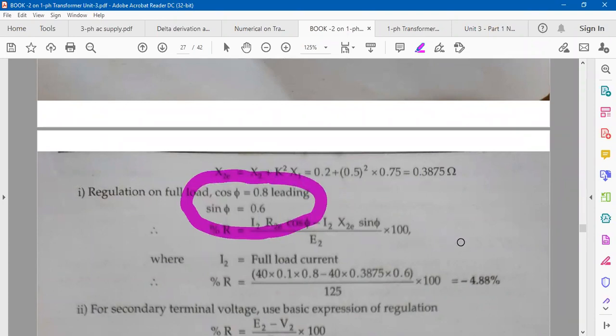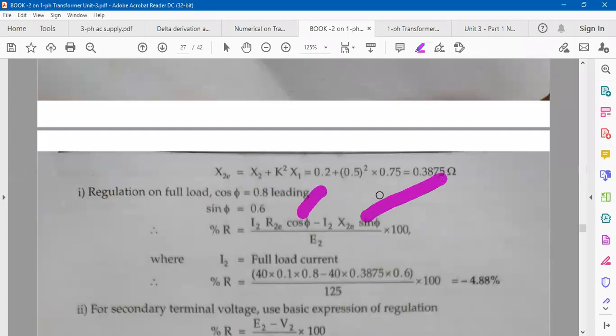Yes, ma'am. Cos phi is 0.8, so phi is cos inverse of 0.8. Some angle you will get, and the sine of that angle will be sin phi, that is 0.6. So cos phi and sin phi we got. I2 full load we have calculated.